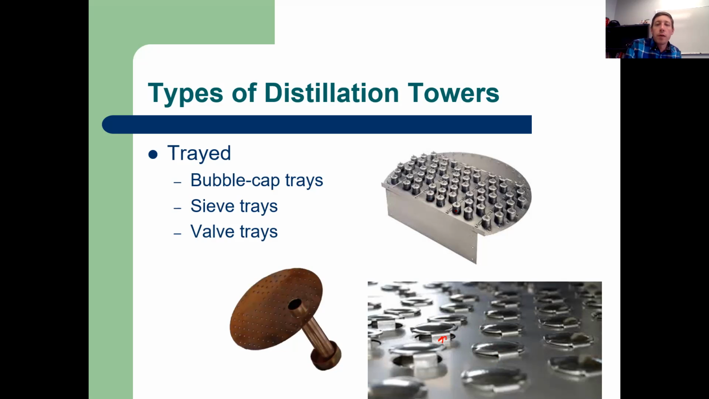And then very similar to that, we have valve trays. Valves will open up as they get pressure underneath them. The vapor pressure underneath them will open up, allow the valve to open, and then once the pressure gets relieved, the valves close off, not allowing the liquid to go backwards through them. Okay, so those are three different types of trays that we have.